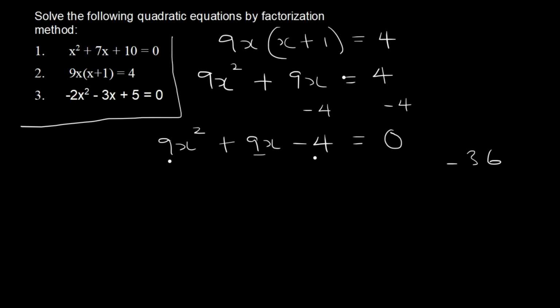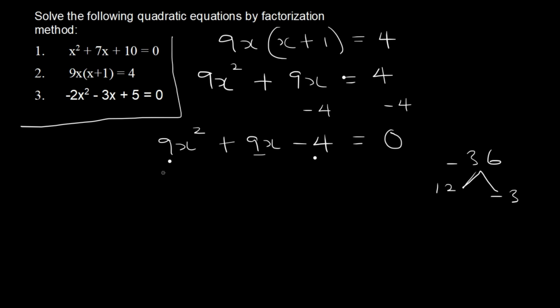So what this means is that we'll look for two numbers that will multiply themselves to give us minus 36. And if we sum or add up those numbers, we should get positive 9. So we'll look for those two numbers. And without wasting time, we have 12 and minus 3. 12 times minus 3 is minus 36. And 12 minus 3 is equal to 9.